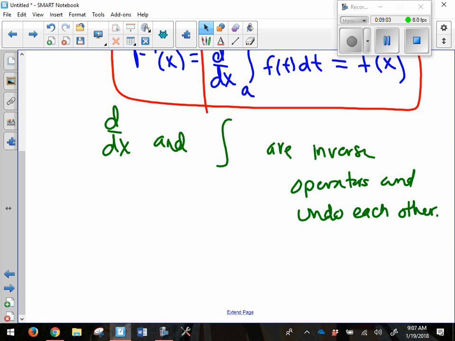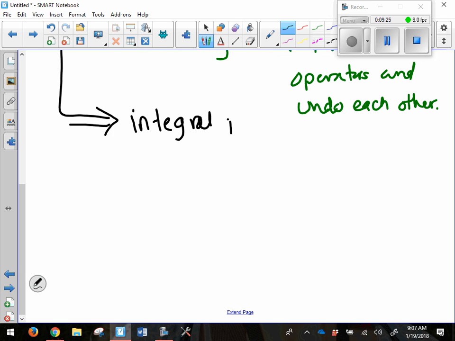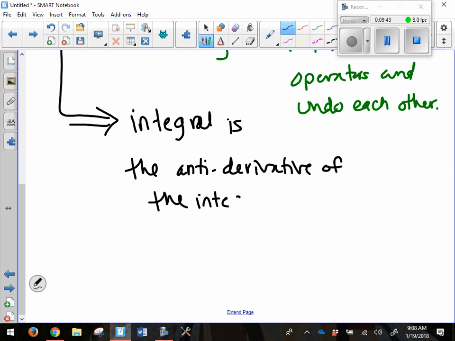And so what this further tells us is that the integral is the antiderivative of the integrand, which is something that we've been talking about too.